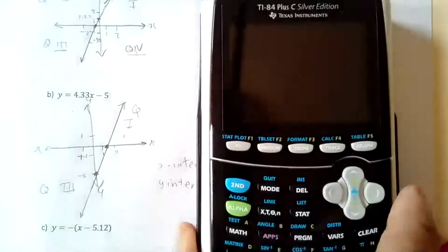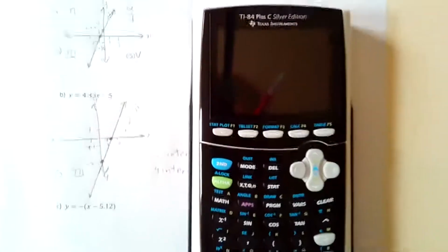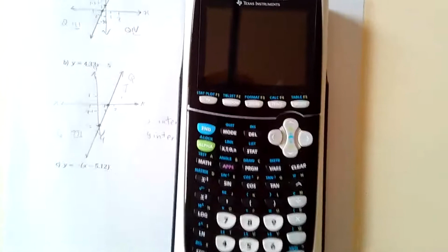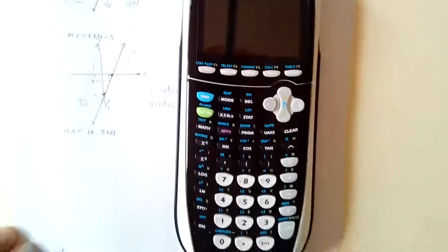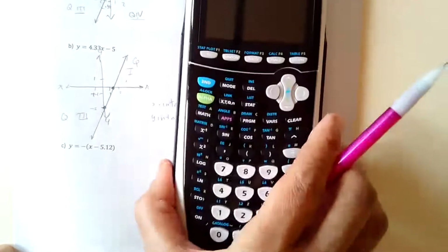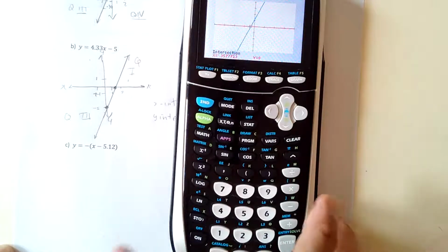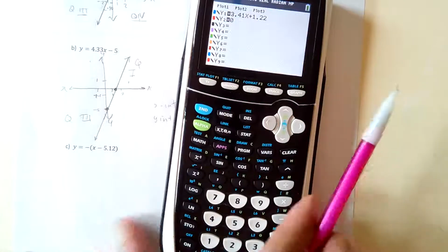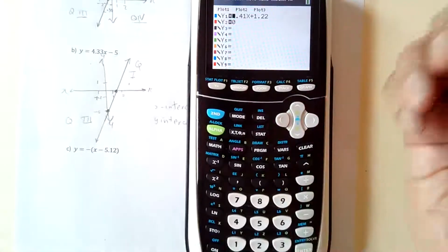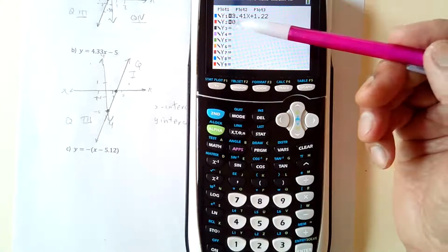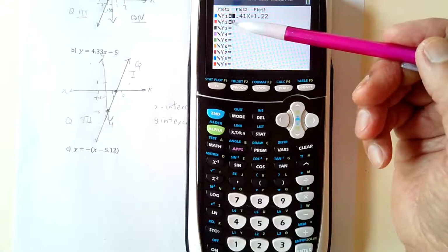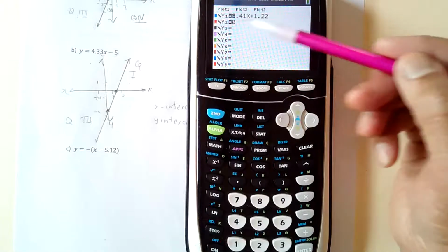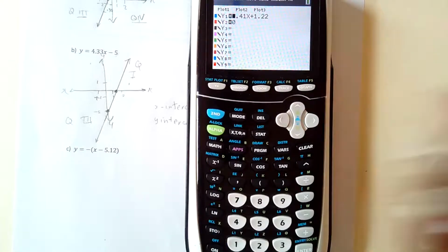If you use a graphing calculator, I'll go clear. Notice, if you use a graphing calculator and you're finding the x- and y-intercepts, do not change your y2 equals 0, because you'll be using it repeatedly. What you will be changing is the equation or function given to you. So I'll clear this one.